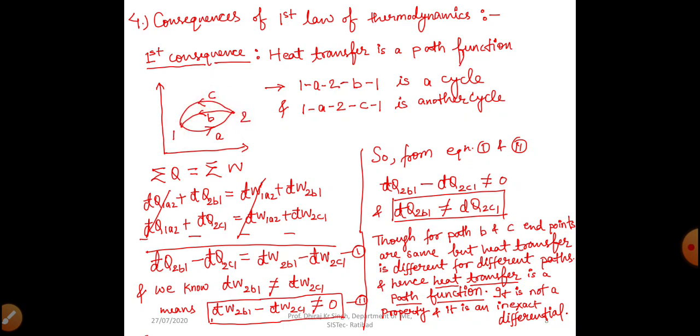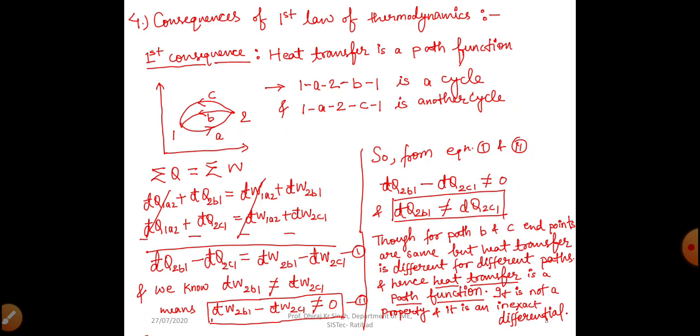Now we will apply the first law of thermodynamics for a closed system in a cyclic process. So we can write summation Q equal to summation W. We apply this equation for the first cycle and the second cycle, meaning cycles 1A2B1 and 1A2C1. So we can write the equation like this: del Q1A2 plus del Q2B1 is equal to del W1A2 plus del W2B1.